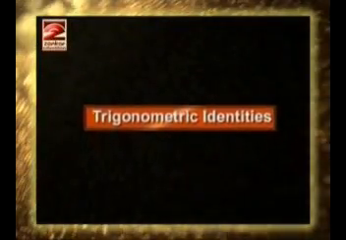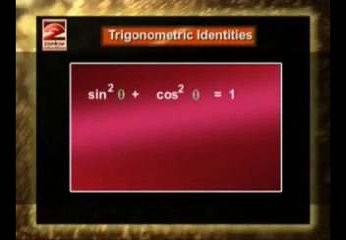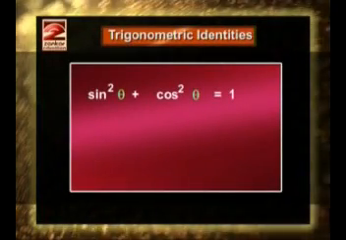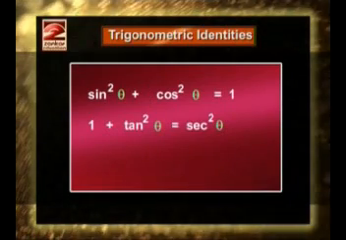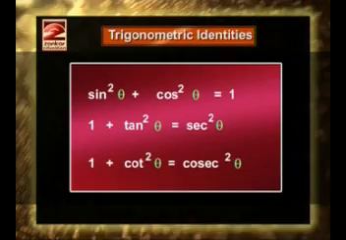Now about the trigonometric identities. The first one, sin square theta plus cos square theta is equal to 1. 1 plus tan square theta is equal to sec square theta. And 1 plus cot square theta is equal to cosec square theta.